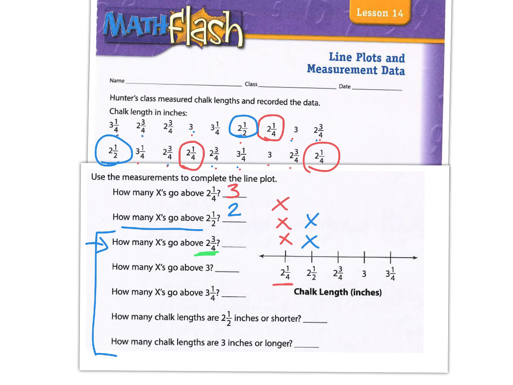Okay, so 2 3/4, let's count how many. There's 1, 2, 3, 4, 5, 6. Is that what you got? 6. So then you would put 1, 2, 3, 4, 5, 6 x's above that.